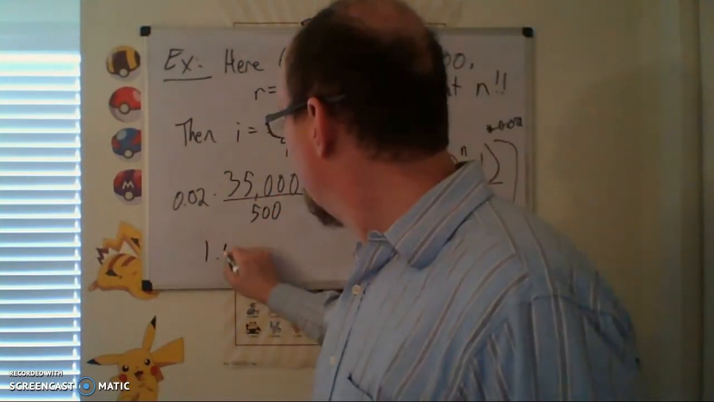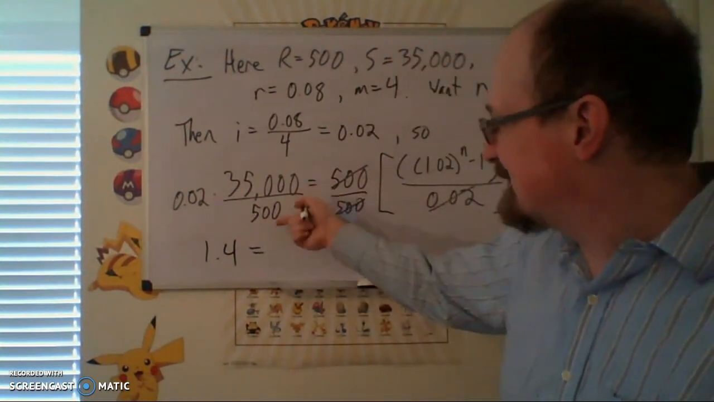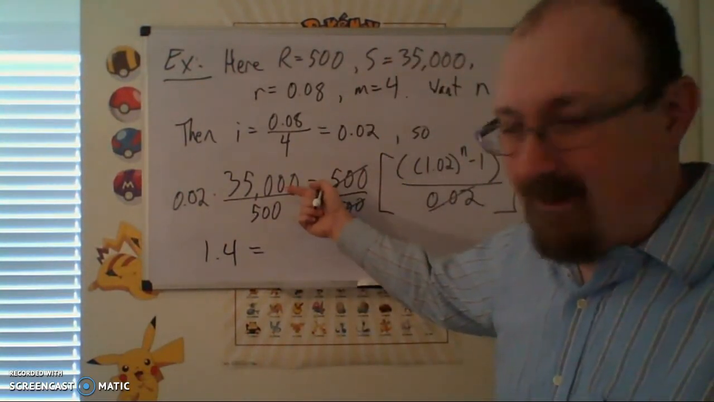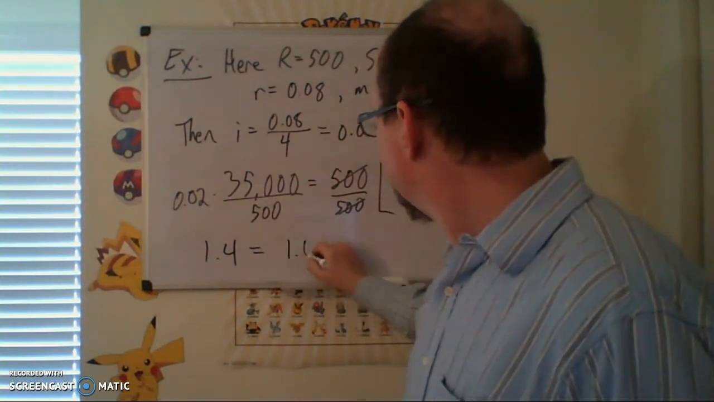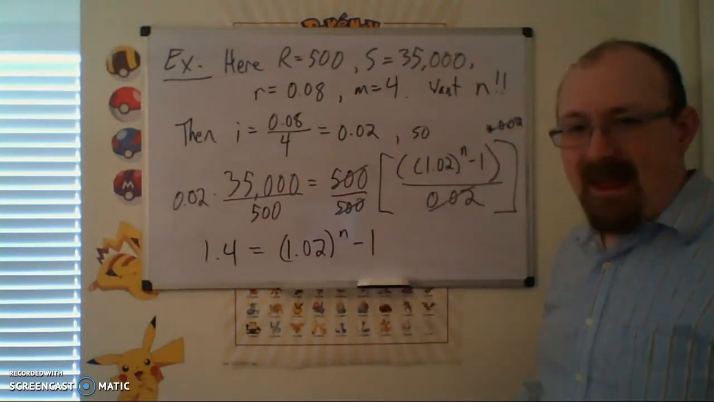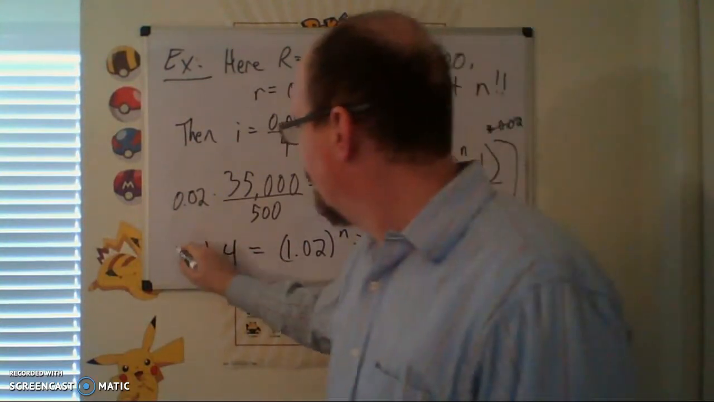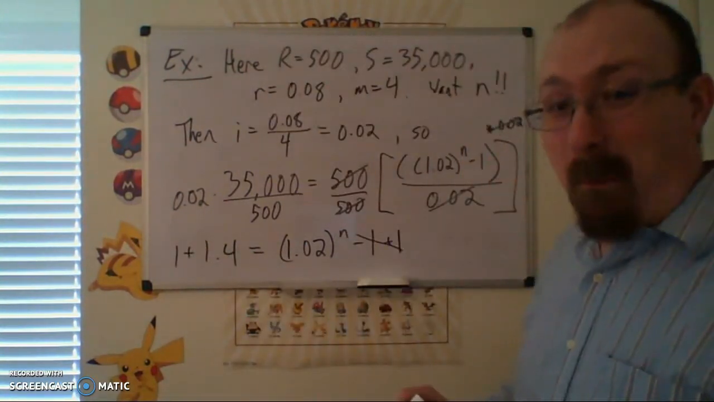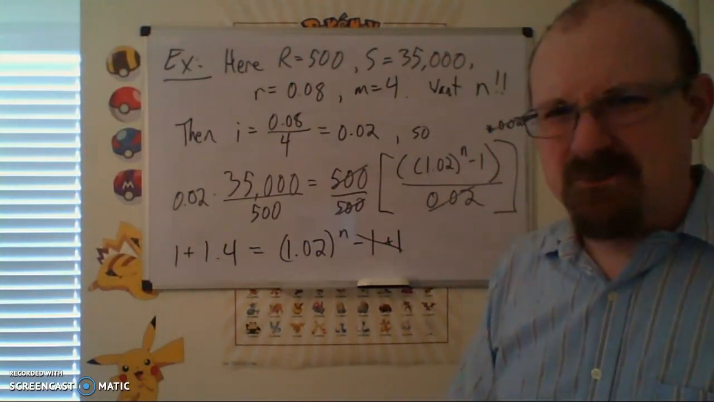We work out the arithmetic here. This gives me 1.4 on that side when I do this, because we get 70 when we divide 35,000 by 500. Multiplying by 0.02 drops me at 1.4. And we got to get the exponential by itself. Plus 1. Those go poof. Plus 1 on that side. That's 2.4 equals 1.02 to the n.